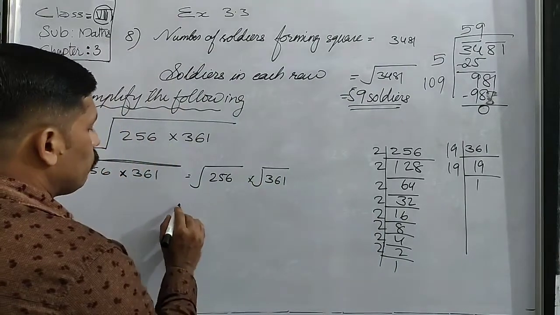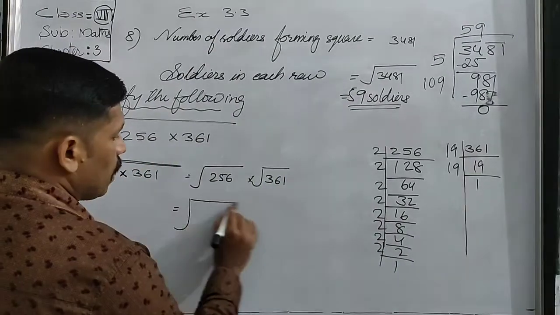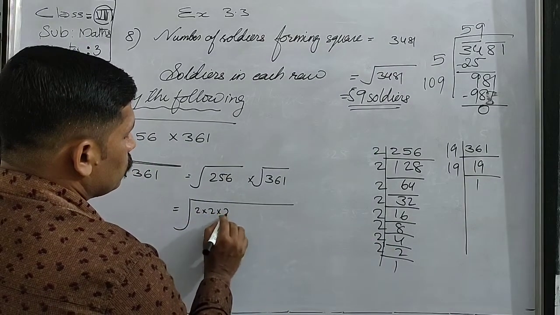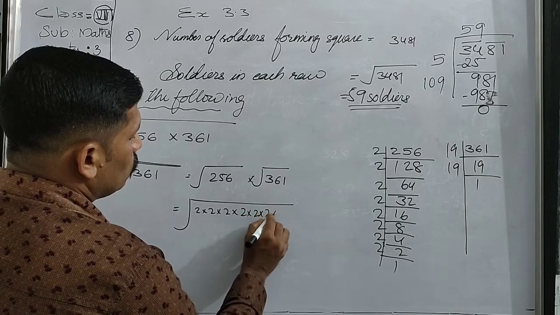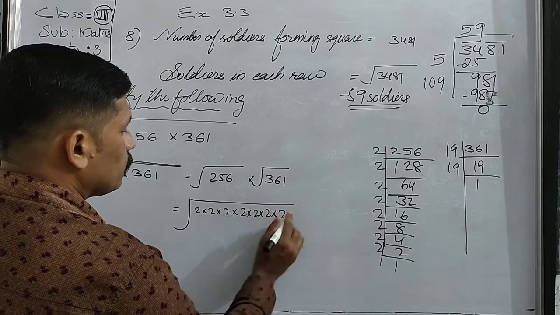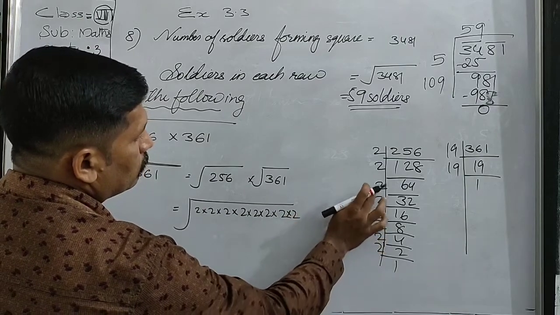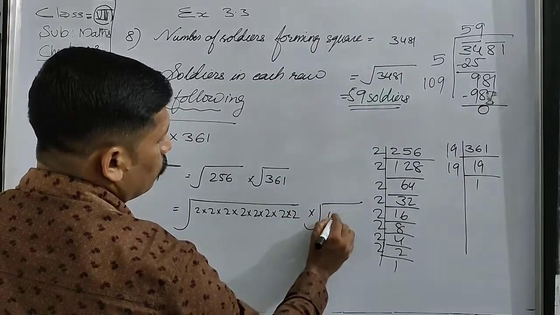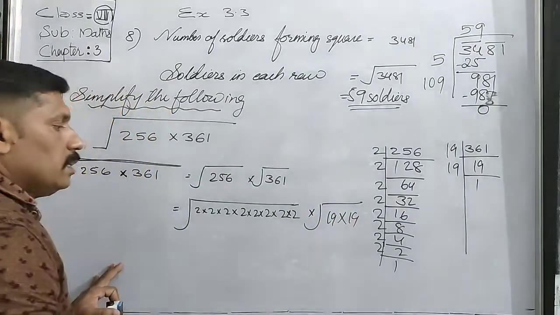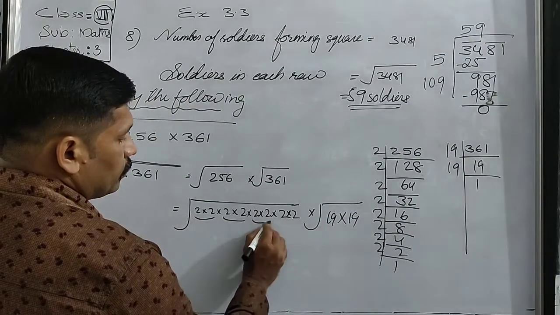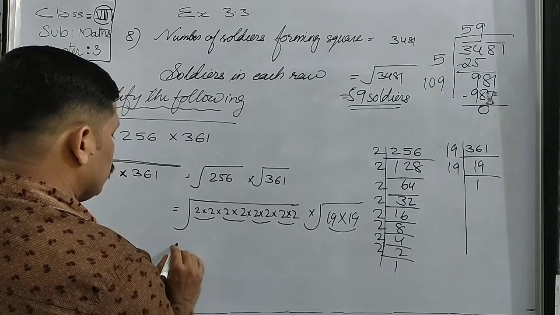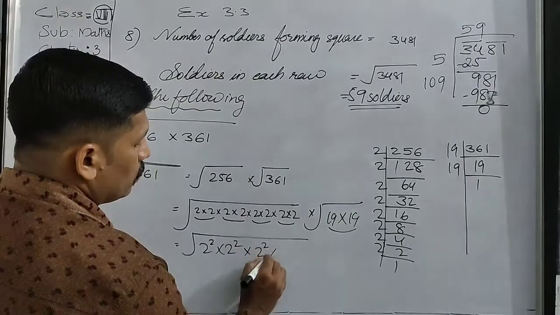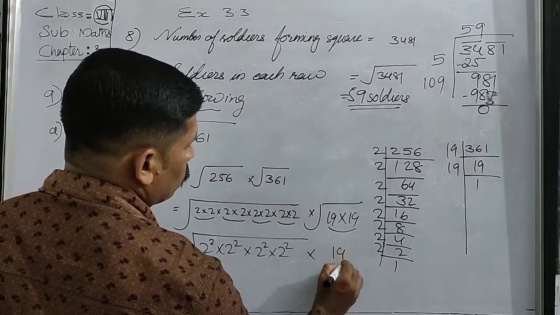So here I am going to write the factors of 256. 256 factors, you know that how many 2's are there? 8 2's are there. Means 2 into 2 into 2 into 2 into 2 into 2 into 2 into 2, and into 361, which is 19 square. And afterwards we are grouping the numbers, and here we again write 2 square into 2 square into 2 square into 2 square into 19 square.